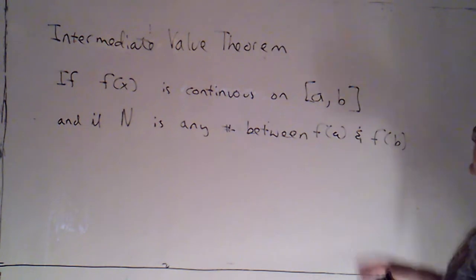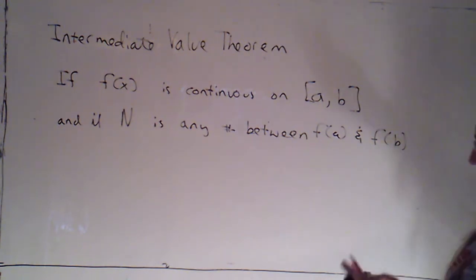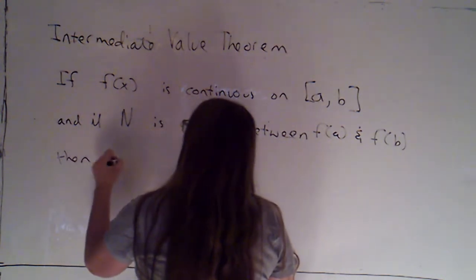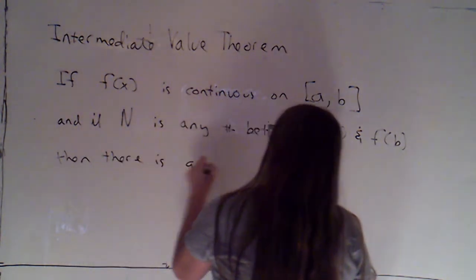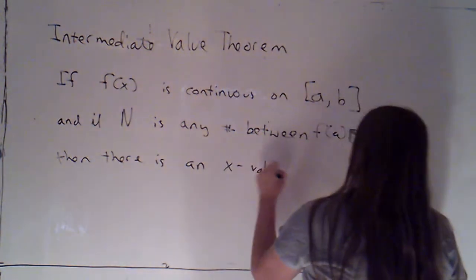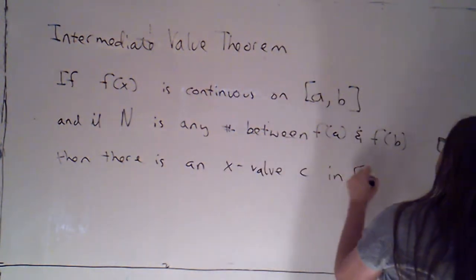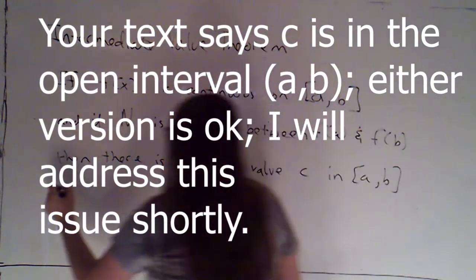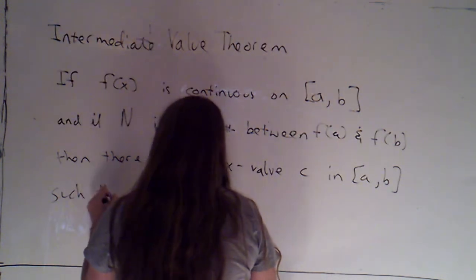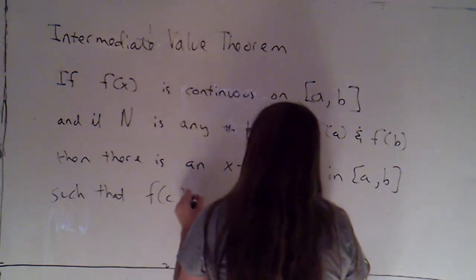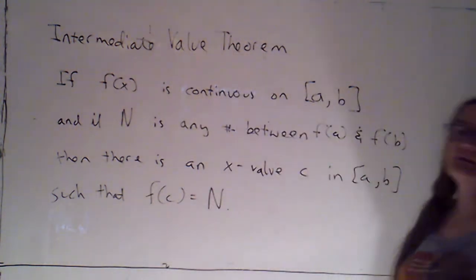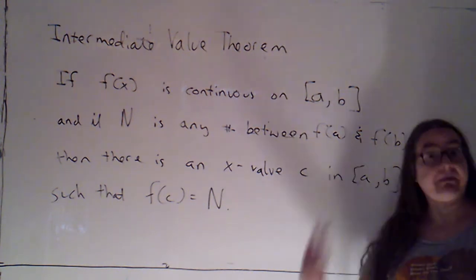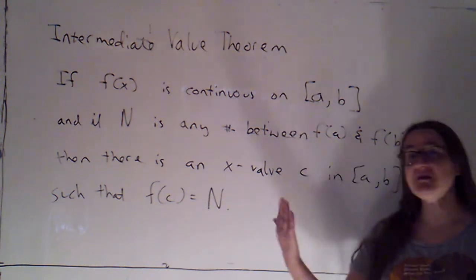Okay. But if we have this, then there is an x value c somewhere in the interval from a to b, such that f of c is equal to n. This basically just says that that challenge I gave you a moment ago is impossible.